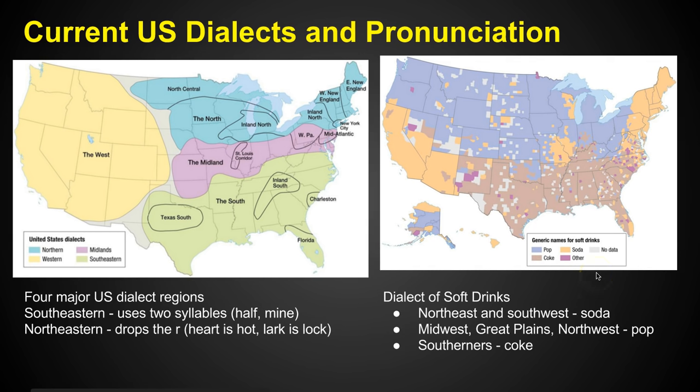Soft drinks. You think about how people refer to what they are drinking as far as soft drinks. In the Northeast, we're saying soda. I actually used to live in the Northeast for a while, but I don't remember anybody saying soda. I remember people saying Coke. But anyway, this is what Rubenstein says people say. In the Northeast and Southwest, people are saying soda. In the Midwest, in the Great Plains, in the Northwest, people are saying pop. Hey, give me my pop. You want to go after school for some pop?